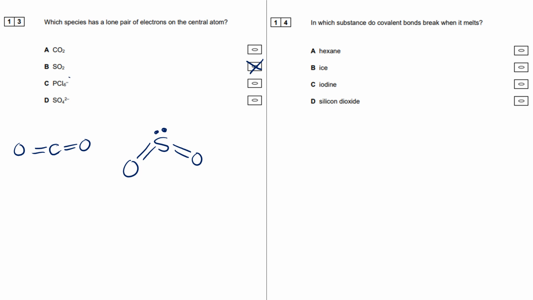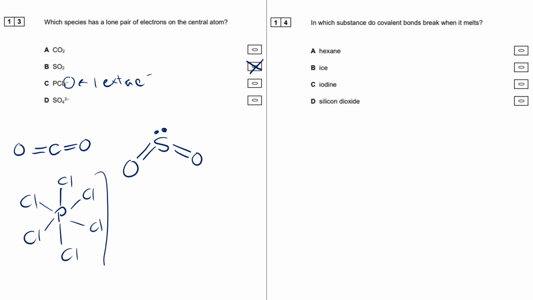PCl6-, it's got a negative charge, so if it's got a negative charge it's got 1 extra electron than normal. So if you put PCl6- as your answer, phosphorus is in group 5, it's formed 6 bonds with chlorine, so therefore what you're going to have is 6 bonding pairs, no lone pairs. And again, the reason phosphorus can form 6 bonds and not 5 bonds is because it's got an extra electron that can be involved in bonding.